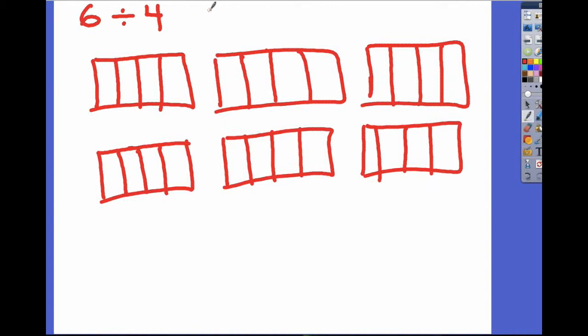I have 24, and how many are in each part? 4 fourths. Now, in this case, 6 has now turned into what? Yes, 6 has now turned into 24 fourths. So now what do I have left in my problem? Right? Yep.